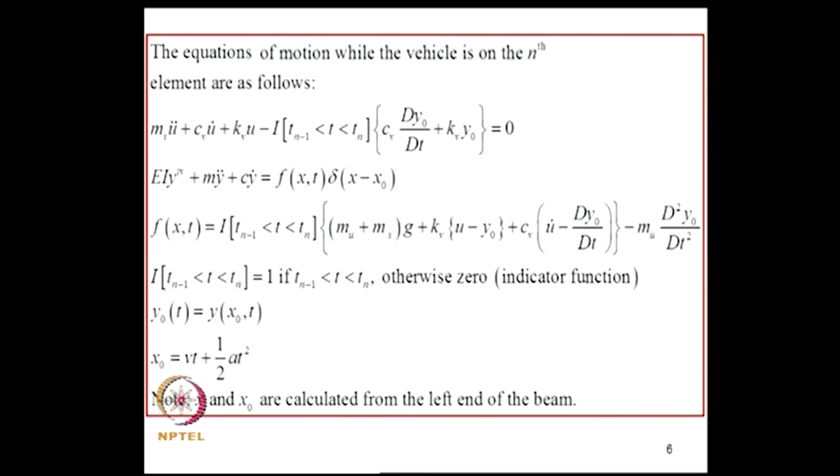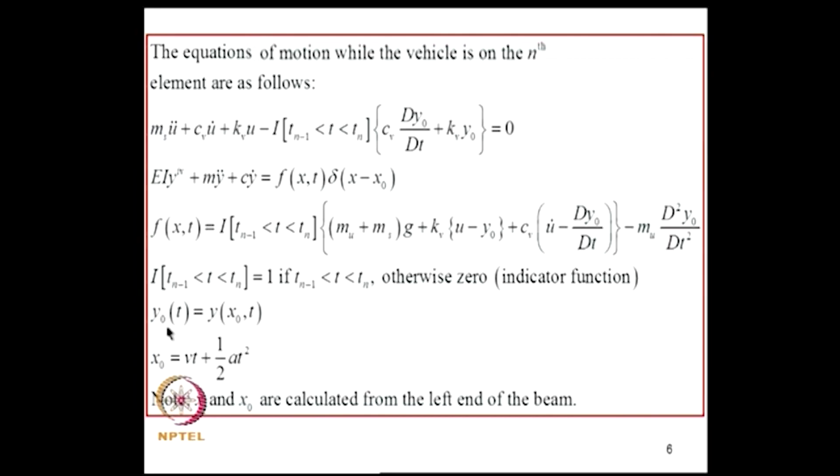This is the oscillator equation. So, we use an indicator function to indicate that this force is valid only when the element is carrying the load. So, the vehicle exists on the element over the time period T n minus 1 to T n. An indicator function takes a value of 1 when t is in this range, otherwise it is 0. And this is the wheel force, again multiplied by an indicator function, and these are the terms that we have already discussed.